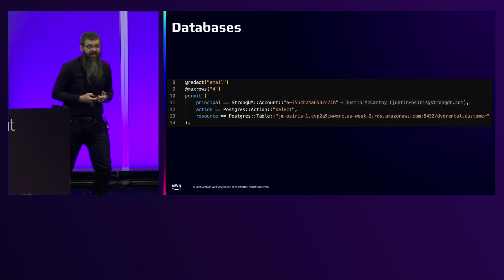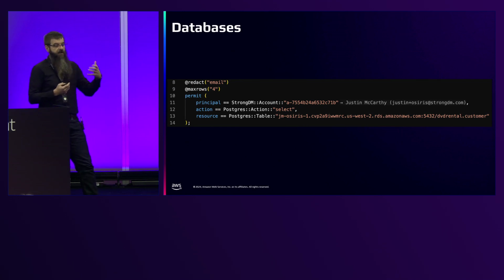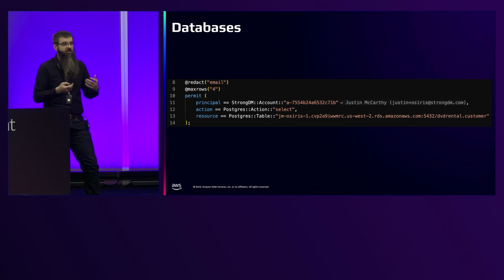A little more of a back-end example. You can see here I've got a statement that relates to a particular user interacting with a Postgres-specific action on a target resource. So you can see we've got essentially an ARN there that's identifying a particular database and table inside of a Postgres database, and you can see we're permitting that action. But you can see we've got a couple of StrongDM-specific annotations that have enriched Cedar in this case. So what we're asking the engine to do is perform a redaction on a particular column within that data set, and then additionally limit the result set to 4 rows, okay?